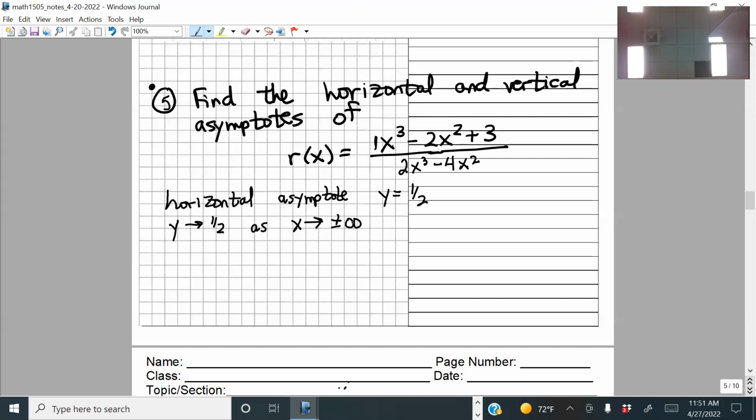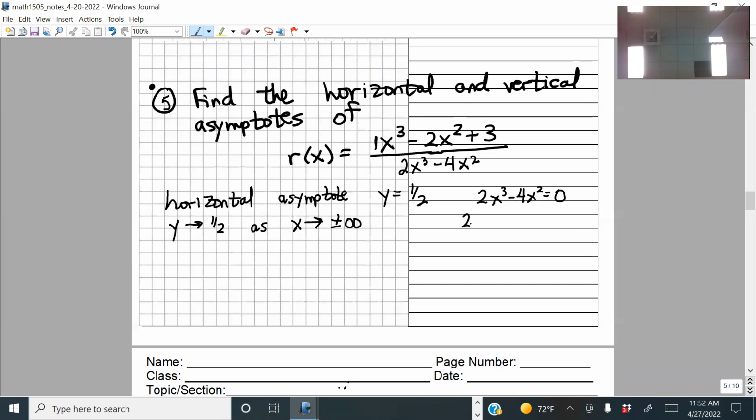Now the vertical asymptotes are trickier, right? Okay, in this case, but not too bad. So we find those by taking the denominator again, right? And setting that to 0. So tell me how to solve this equation. That's a polynomial equation, right? So how do we solve this one?